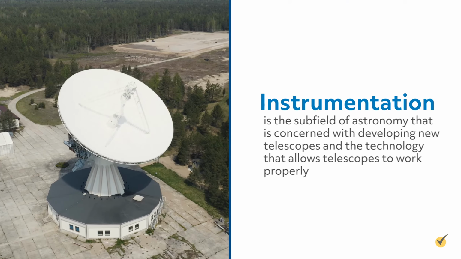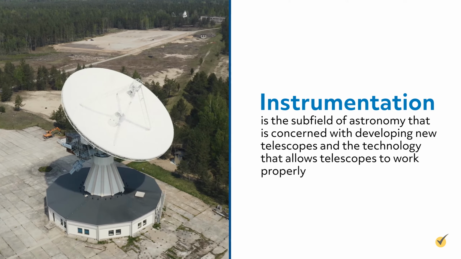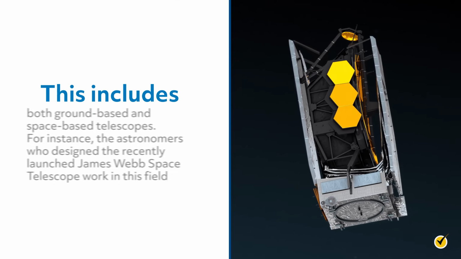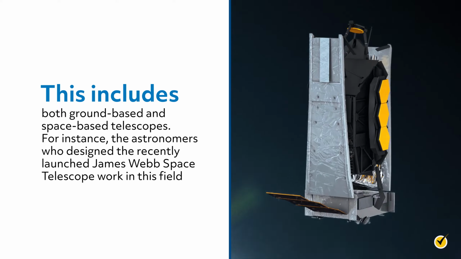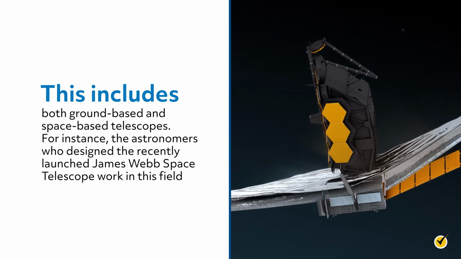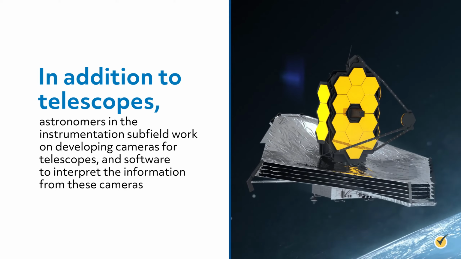Instrumentation is the subfield of astronomy that is concerned with developing new telescopes and the technology that allows telescopes to work properly. This includes both ground-based and space-based telescopes. For instance, the astronomers who designed the recently launched James Webb Space Telescope work in this field. In addition to telescopes, astronomers in the instrumentation subfield work on developing cameras for telescopes and software to interpret the information from these cameras.